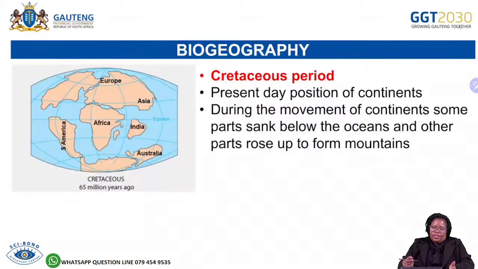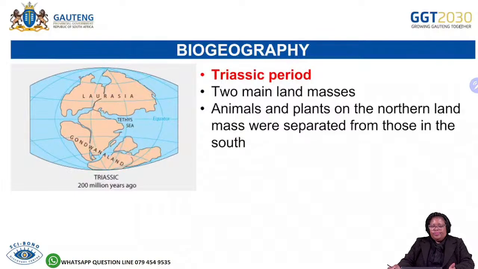Okay, now remember we had one land mass, and we call that land mass Pangea. Then in the Triassic period, that one land mass divided or separated into two continents, the South and the North continent, right? It separated into Laurasia and Gondwana land.